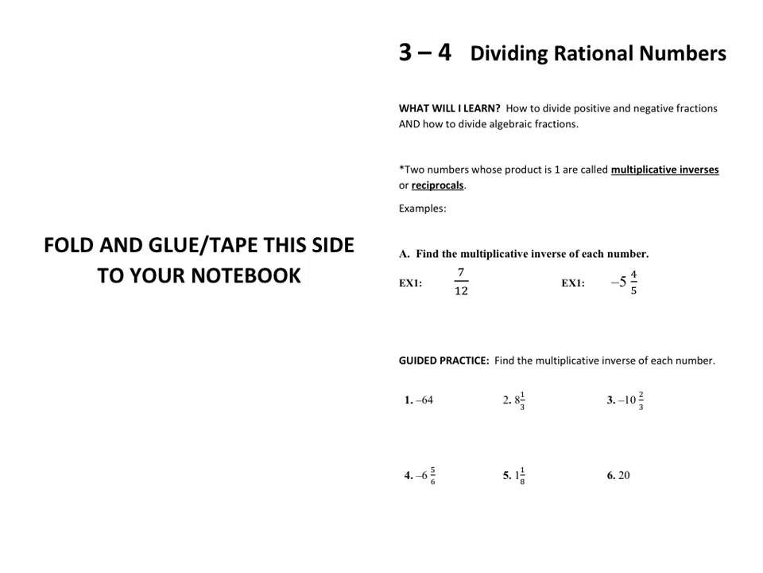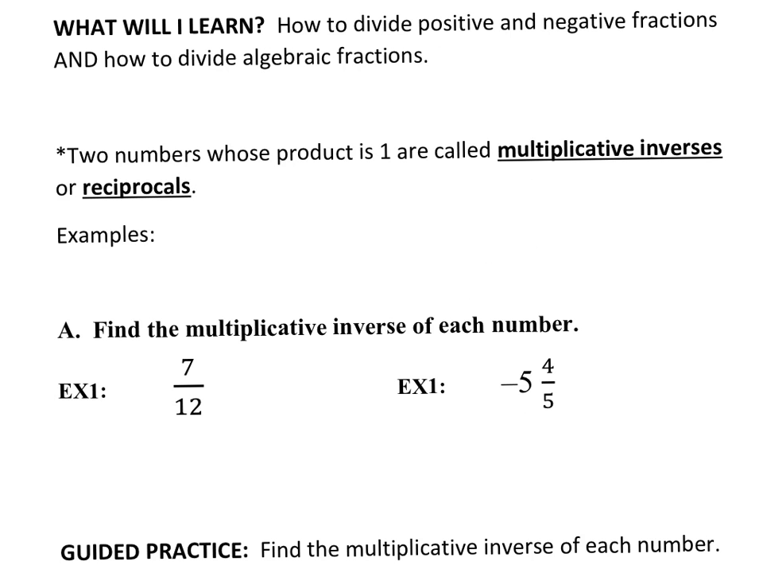Hi class, today we are looking at Chapter 3, Lesson 4, Dividing Rational Numbers. We are learning how to divide positive and negative fractions and how to divide algebraic fractions. Two numbers whose product is 1 are called multiplicative inverses, or reciprocals.